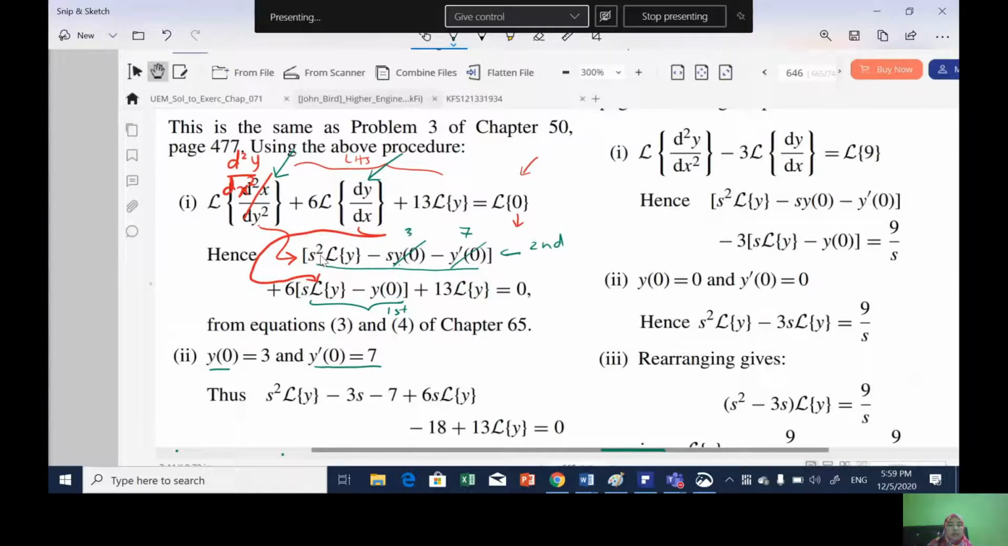So the transform of y inside the bracket can be simplified to s squared L(y) minus s times 3, so we have 3s, then minus 7. This is for the second derivative. The one for the first derivative will be here, and we can simplify this to 3 as before. So it is sL(y) minus 3. Then close the bracket, and it will be multiplied by 6.